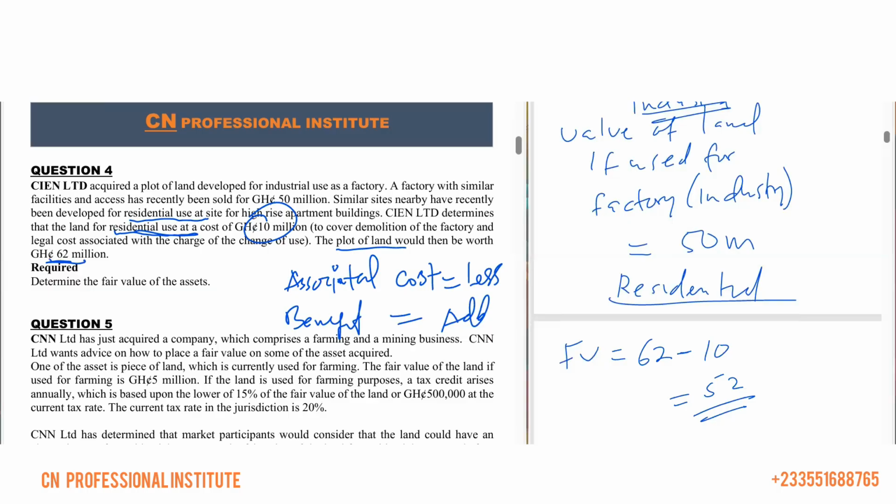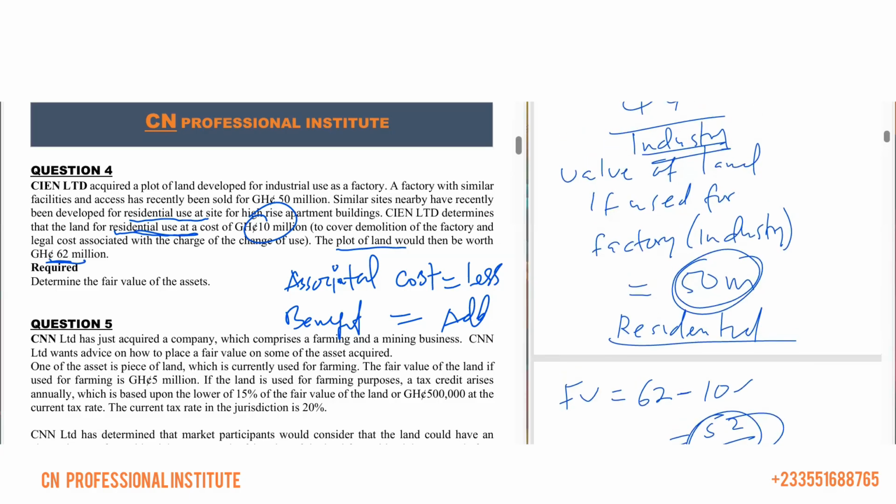But note that if you are changing from, let's say, factory to residential, or residential to factory, and there will be associated cost, what the standard is saying is that we have to less the cost, and if there's a benefit, add. So here I've less the 10 million demolition cost. If you use it for residential, the land will be worth 62 million. But we are going to incur 10 million cost, so we have to less that 10 million.